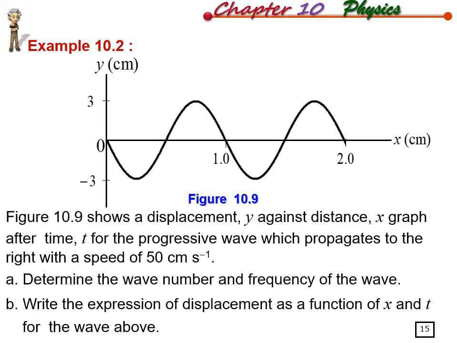Basically we can obtain some basic information from this graph. The amplitude, the maximum displacement, will be 3. And for one complete oscillation, we end up with 1 centimeter. So this 1 centimeter will represent the length of one complete oscillation, which is equivalent to lambda, the wavelength.